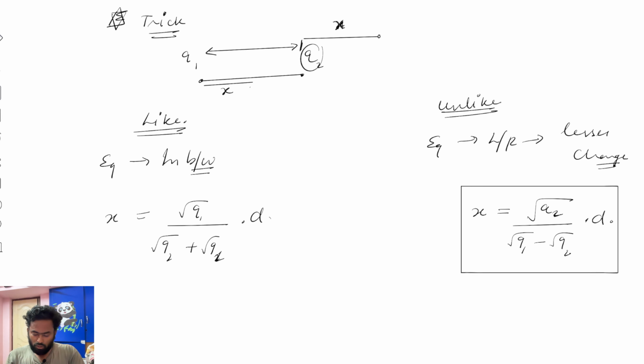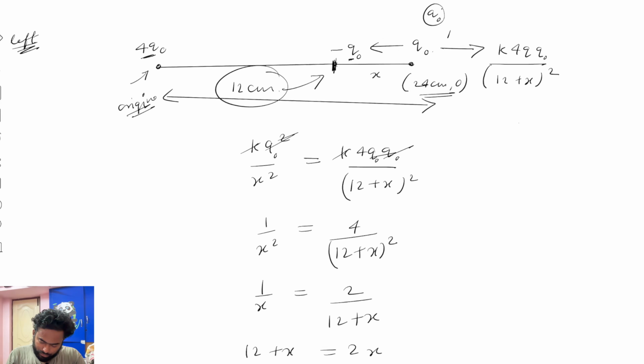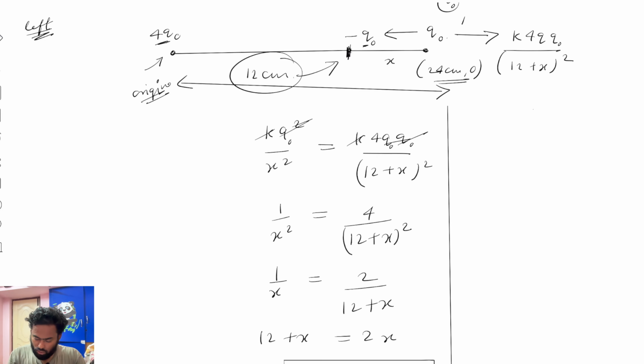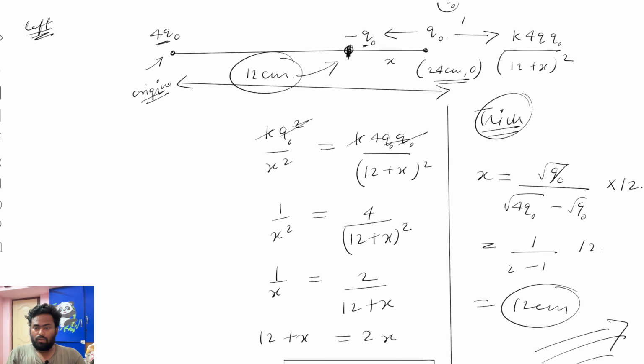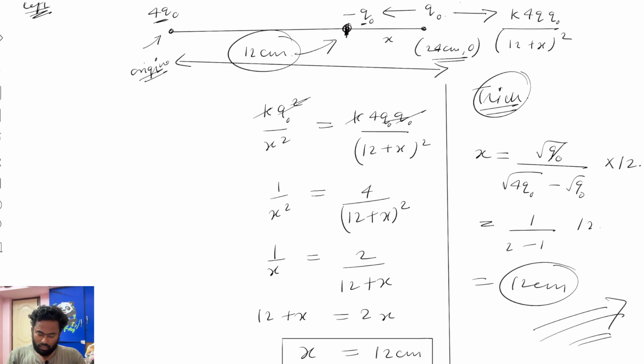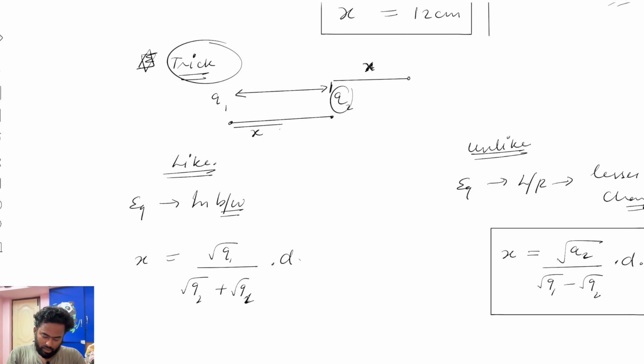Okay, and now you can apply this trick in the above equation again. So this is method number 2, trick method. So what we can do here, we can calculate x by formula root q naught, magnitude wise only, root 4 q naught minus root q naught, into 12. So it will come out to be root q naught, 1 upon 2 minus 1, into 12. How much will it come? 12 centimeter. Okay. So if you are able to remember this trick, that is very, very useful for this type of questions to find the equilibrium point.